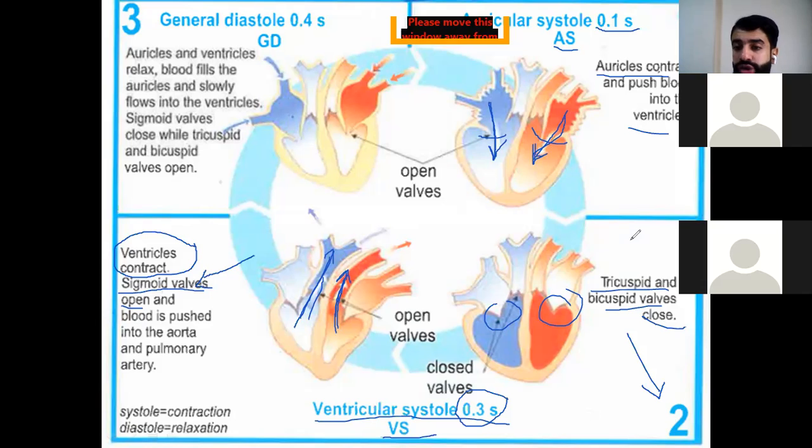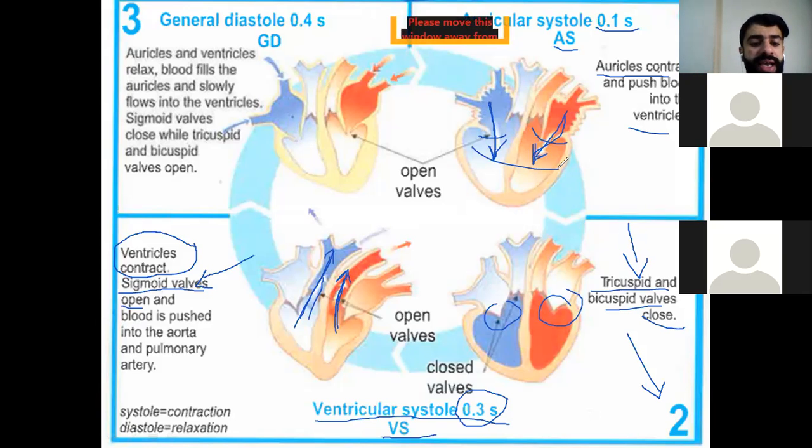And here we have the tricuspid and bicuspid valves, they are closed. So they are opposite to each other. Here, the bicuspid and tricuspid valves are open, while the sigmoid valves are closed. And the ventricular systole is the opposite. The sigmoid valves are open, the bicuspid and tricuspid are closed.